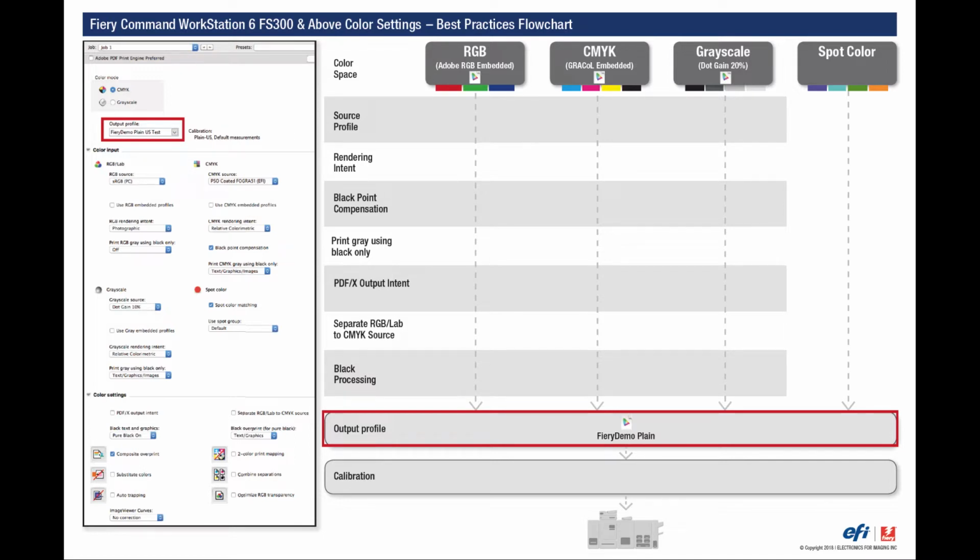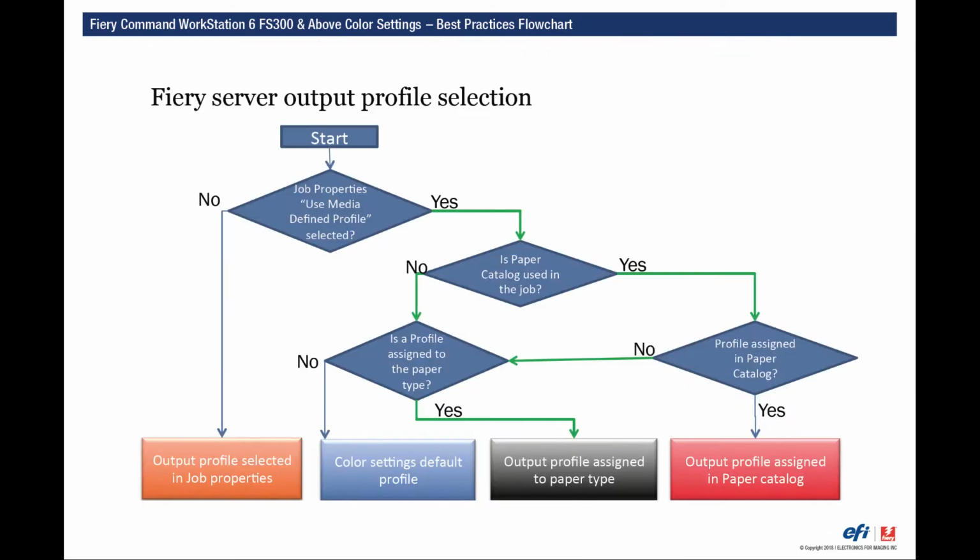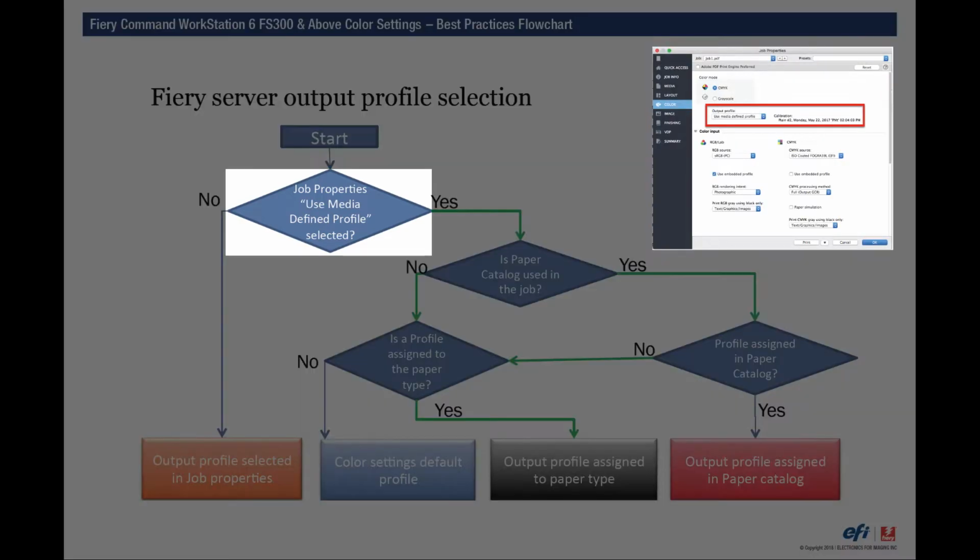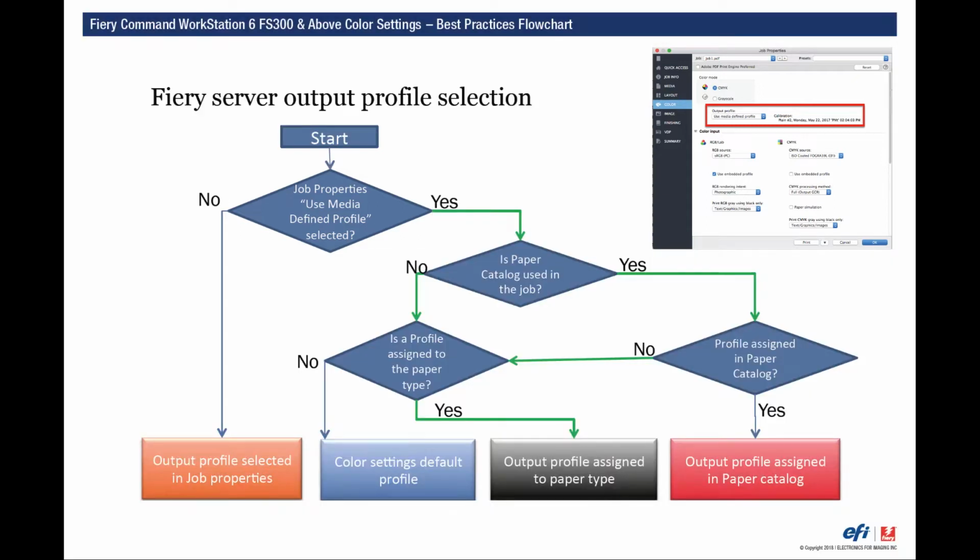So I can pick the output profile specifically, like you see here, Fiery Demo plain US test, but a better way to do this is to let the Fiery automatically select the output profile for the type of paper I'm printing on. So the way we get that to work is this. This flowchart shows me that when I come into looking for an output profile, the first thing we look at is that control I was just showing you. If the job properties say Use Media Define Profile, then we'll automatically search for the right profile for your paper.